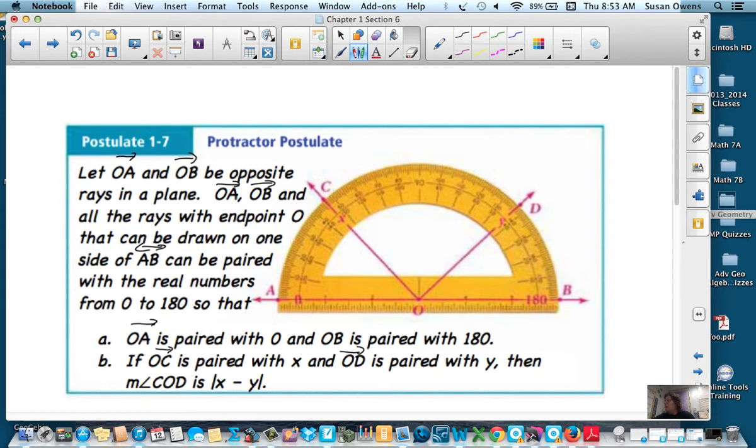And the measure of the angle is the absolute value of X minus Y. Absolute value because we want it to be a positive value. So we could do absolute value of Y minus X, absolute value of X minus Y. We just want to make sure it's positive.